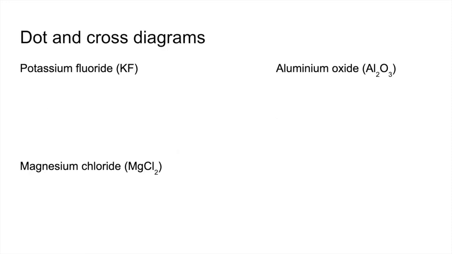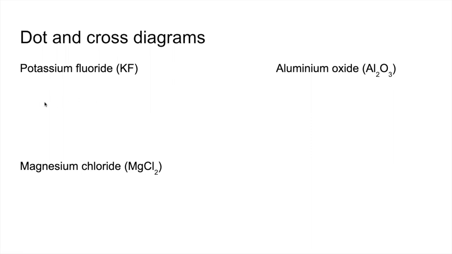So we'll move on to dot and cross diagrams now. These are the diagrams we use to represent ionic compounds, and they show the particles or the ions present. So we've got three to do: potassium fluoride, magnesium chloride and aluminium oxide. If you want to have a go at those, pause the video and then play on for the answers.